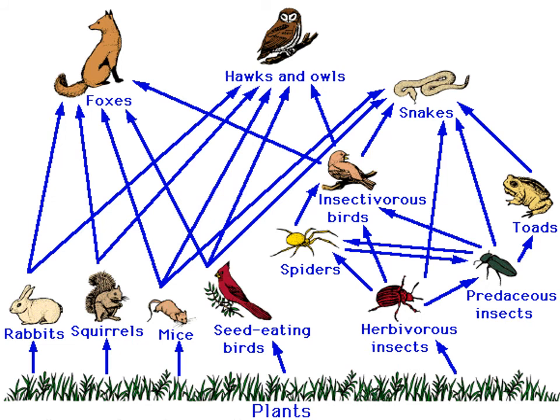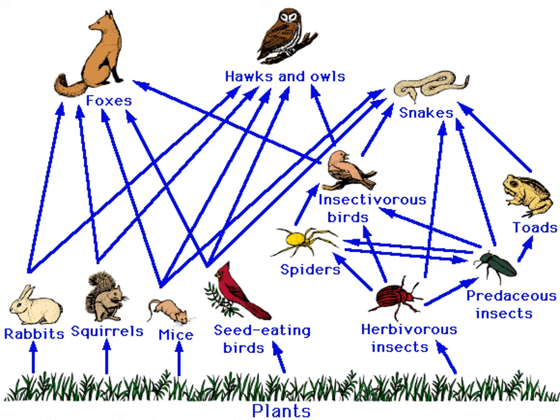If you look at the fox, there are arrows pointing to the fox. If you trace each of those arrows, that's what the fox eats. So you start at the fox and look down. The fox eats rabbits. The fox eats squirrels. The fox eats mice. The fox eats seed-eating birds. The fox eats insectivorous birds. Hawks and owls, they both eat rabbits, squirrels, mice, seed-eating birds, insectivorous birds.